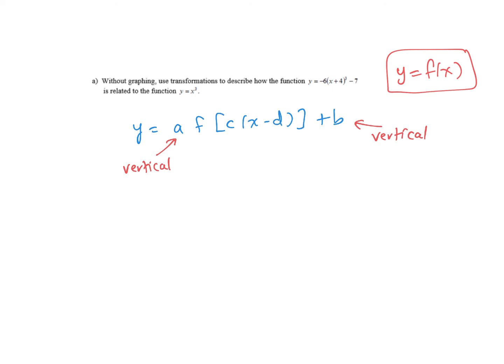Let's say, for example, the function is x squared. I'm going to square first, and then I'm going to apply the transformation. So that's going to change the y coordinate, which is a vertical value. If it is inside the bracket, so C and D, it's going to be a horizontal transformation.